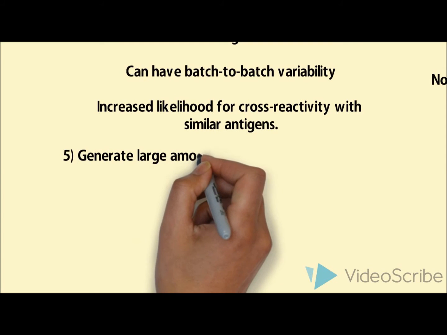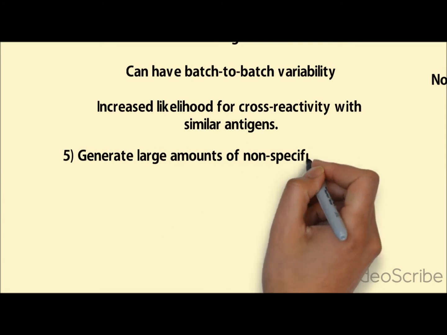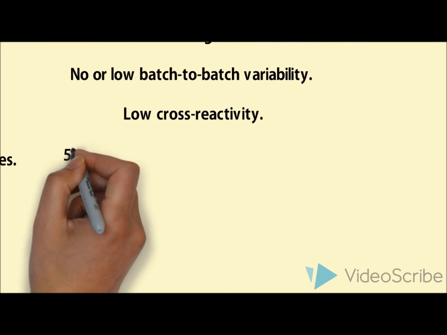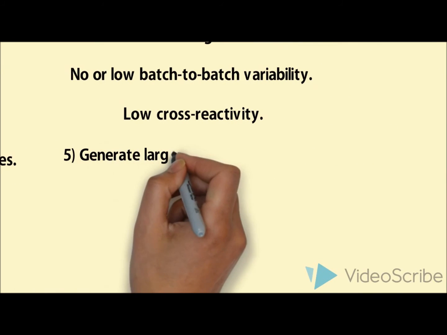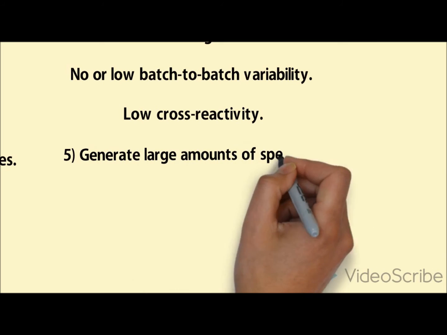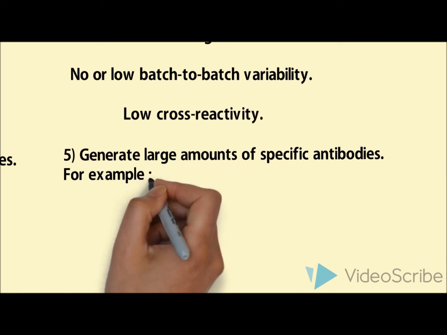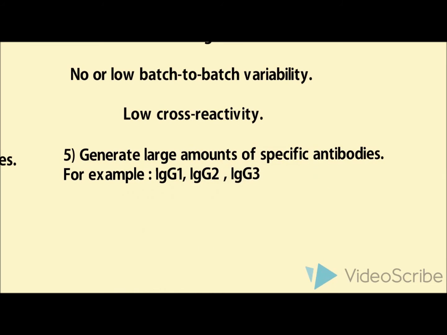Polyclonal antibodies are non-specific antibodies, which are mainly made up of the IgG subclass, whereas monoclonal antibodies are specific antibodies which consist of only one type of antibody subtype, for example, IgG1, IgG2, and IgG3.